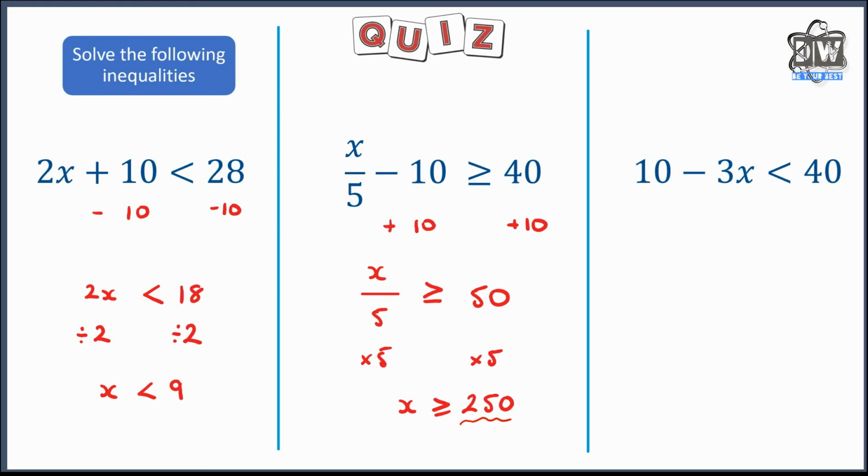Now, the next one, I'm going to go step by step. So first up, we subtracted 10 from both sides, and then we rewrote: minus 3x is smaller than 30. And then we're going to divide both sides by minus 3, which gives us x is greater than minus 10. And you'll notice that I flipped around the symbol from smaller than to greater than here. And hopefully you'll remember the reason why, because we're dividing or timesing by a negative number.